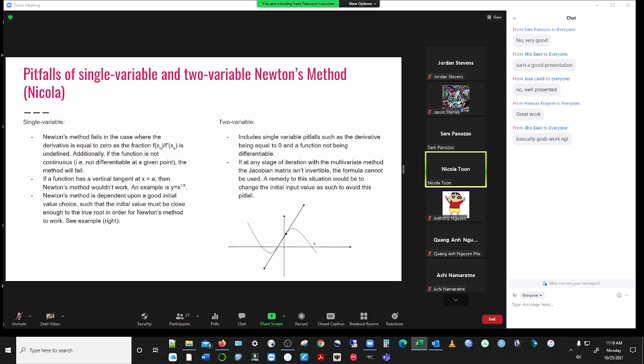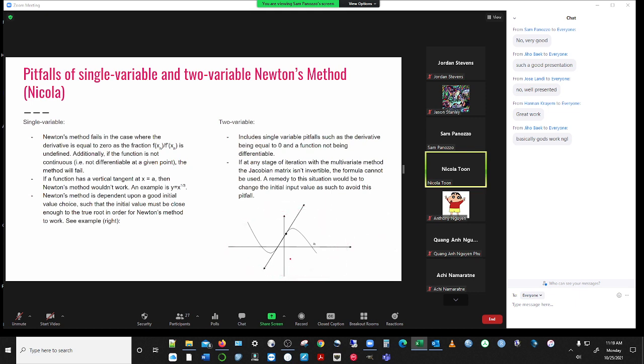Newton's method is also dependent on a good initial value choice. If you don't choose a value close enough to your desired root, you could end up at the wrong root, or you could just continue going away from the root that you actually wanted. And this is evident in the graph to the right.